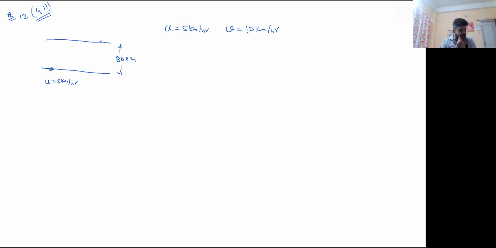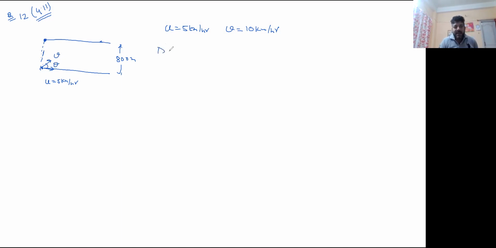Number one, along what direction he must strike? The swimmer wants to reach from here to here, exactly opposite shore. So obviously the swimmer has to go like this. Let v be the velocity of the swimmer, theta is the angle. If I find out the angle theta, then it's done.